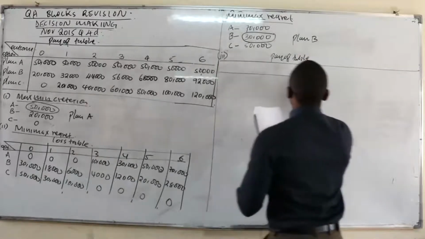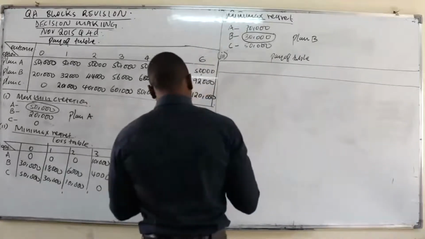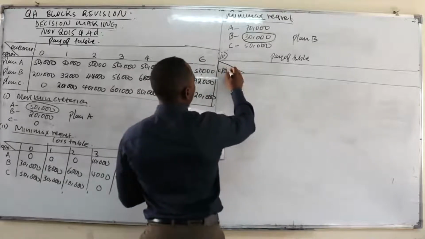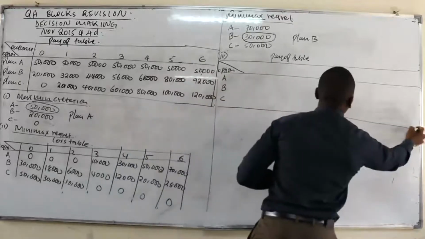Based on those outcomes. That was for the entire year. So we have plan A, our option. We have plan A, plan B, plan C.